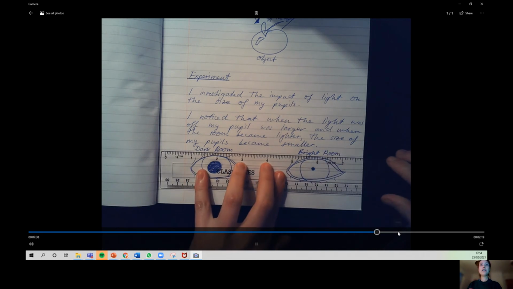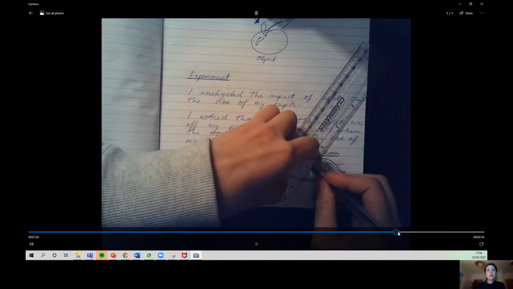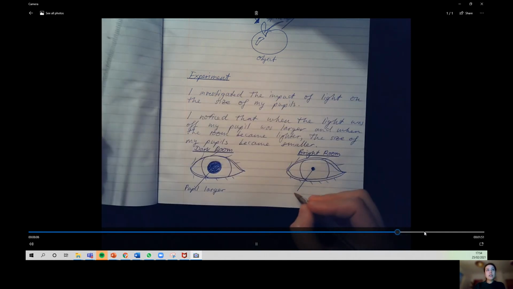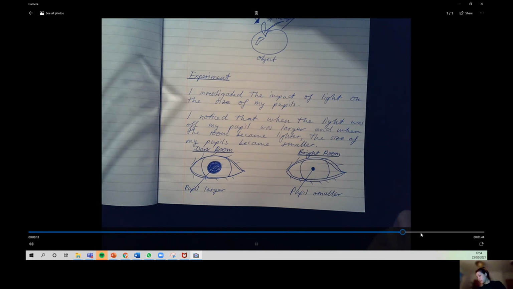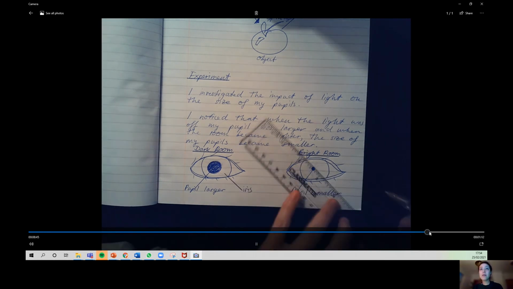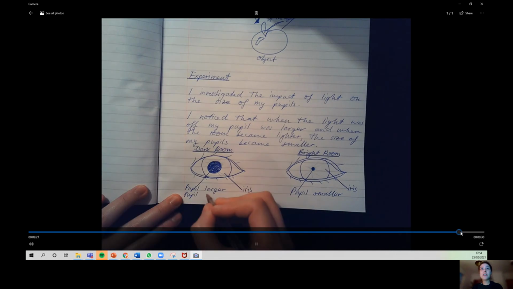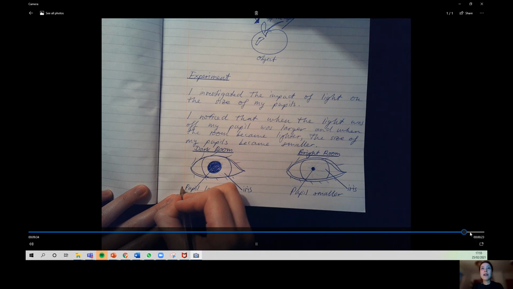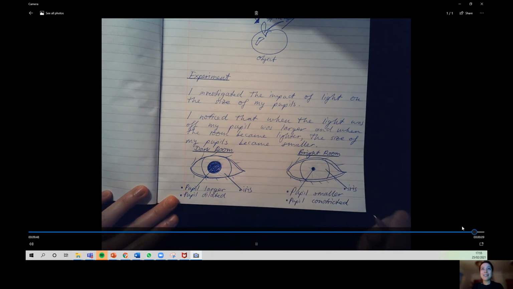And then what I need you to do is annotate and label these 2 diagrams. So you're going to need to firstly annotate the pupils, say which one's larger and which one's smaller, but you also need to use scientific terms. So you can't just say bigger and smaller, you have to use the scientific terms that we taught you. So for the dark room, the pupil is dilated, and for the bright room, the pupil was constricted.